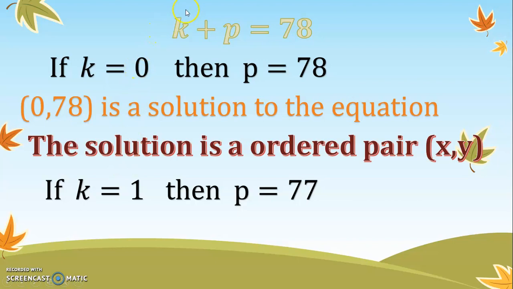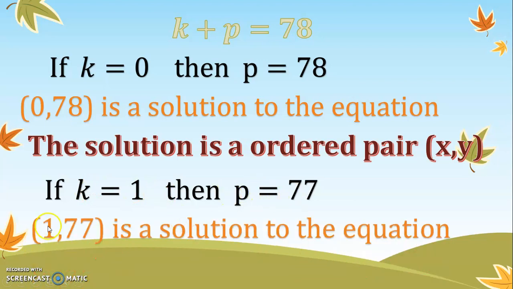If K is 1, then we have 1 plus P is 78, and if we subtract 1 on both sides, we get P is equal to 77. So if K is 1, then P is 77. So 1 comma 77 is also a solution to the equation.